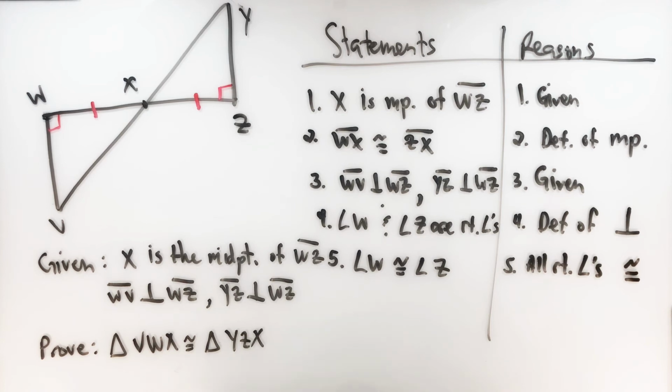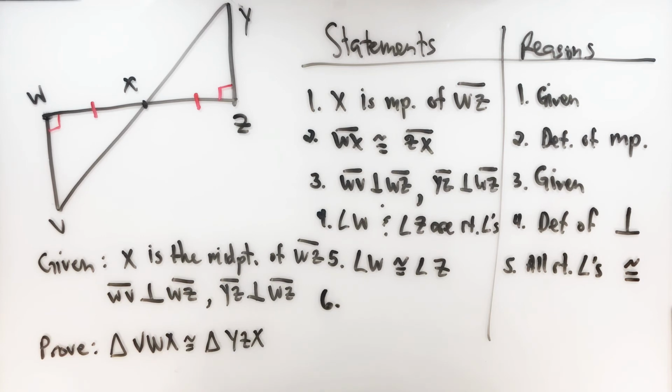Okay, so we've got a pair of congruent angles. We've got a pair of congruent sides. We only need one more thing. Can you see it? Hopefully. Check there in the middle at point X.